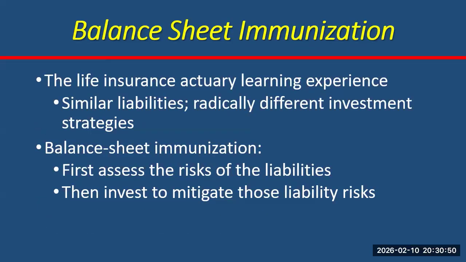I've talked about this. I talked to a life actuary. Why are pension plans 70% stocks when life insurance companies are 100% bonds, when our liabilities look really similar? And what did he say? Because you guys don't know what you're doing.